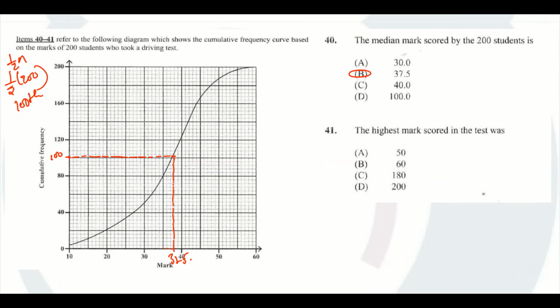And the highest mark scored on the test is the highest peak here, which is the last number, that goes to 60. So the highest can be 200. 200 is on the cumulative frequency curve. We must focus on our x-axis. So the answer would be 60. So for 41, B is 60.